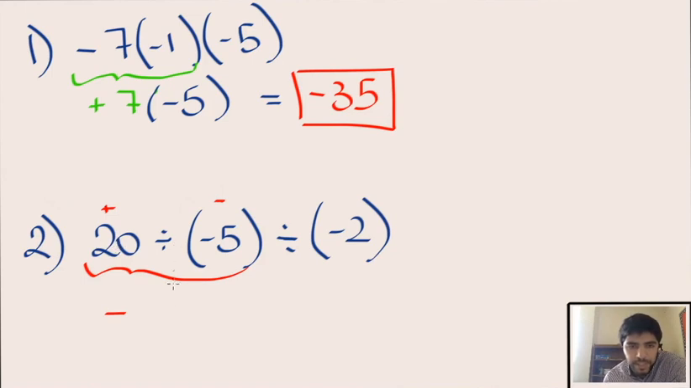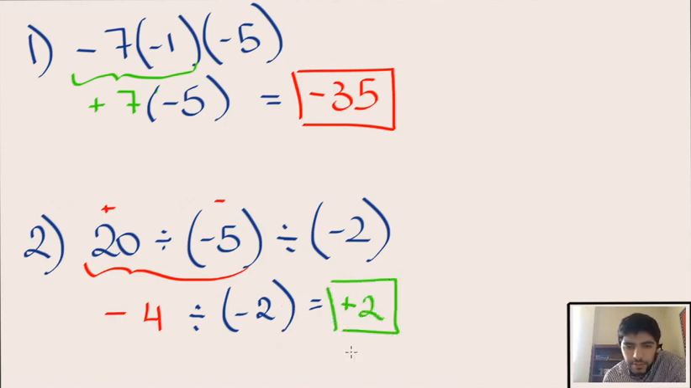And then 20 divided by 5 is 4. So we have negative 4 here divided by negative 2. In this case, we have two negative numbers. We have negative 4 divided by negative 2. So in this case, the result would be positive. So we have negative divided by negative is positive, and then 4 divided by 2 is 2. And so our final answer is just 2.